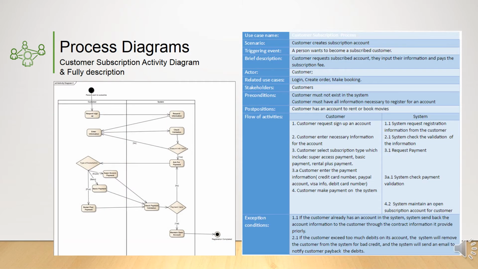And then we create 2 activity diagrams for the new system. First is the customer subscription activity diagram. You can see in the new registration system, customers can now choose 3 different subscription types for their account, which solves the tedium problem of the subscription service in the current system.